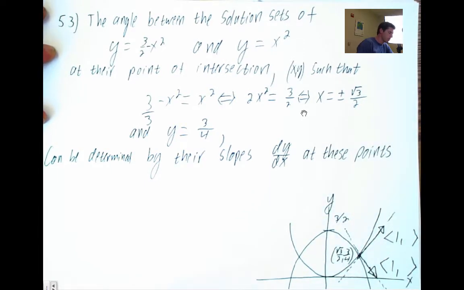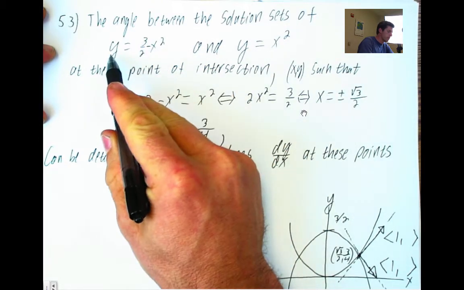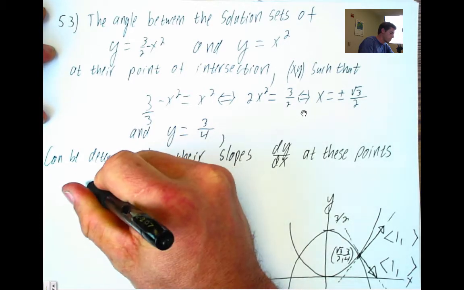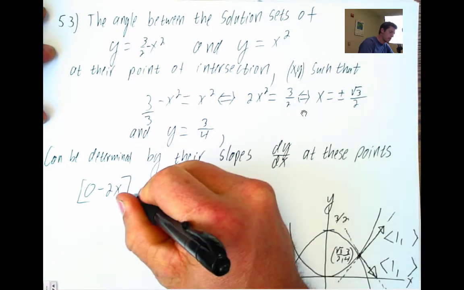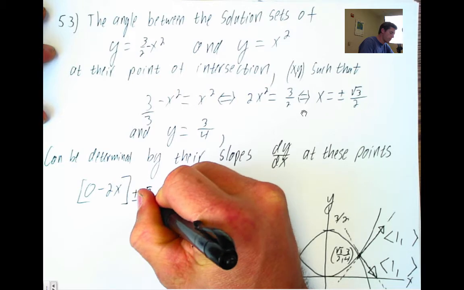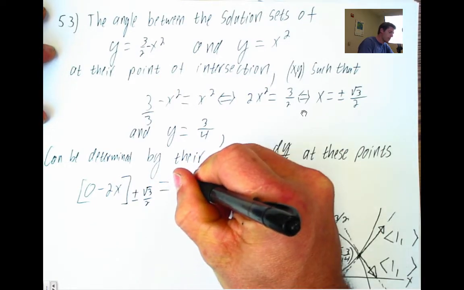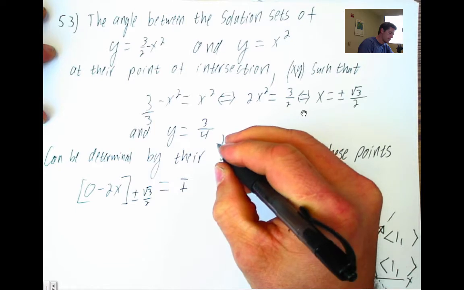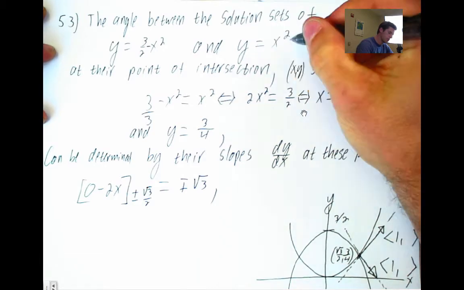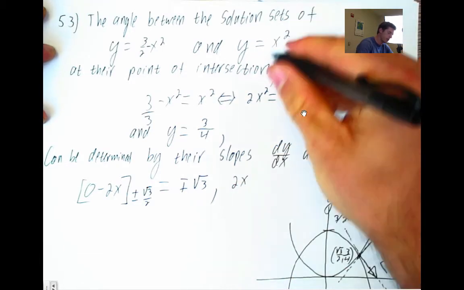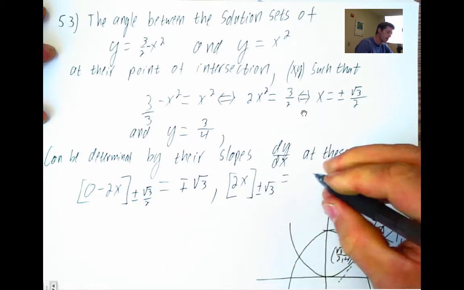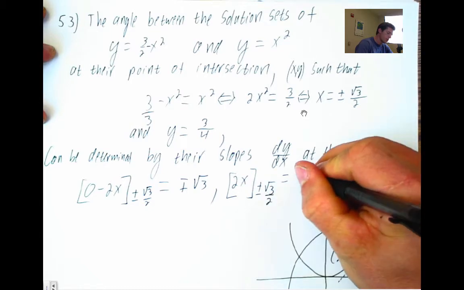And those two slopes are, so what's the derivative with respect to x of that expression? 0 minus 2x, and we need to evaluate that at this x value, plus or minus the square root of 3 over 2. And that is minus or plus, notice I've changed the sign, square root of 3. And the other expression here, that is simply 2x when you calculate dy dx, we evaluate that at plus or minus the square root of 3 over 2 and get plus or minus the square root of 3.